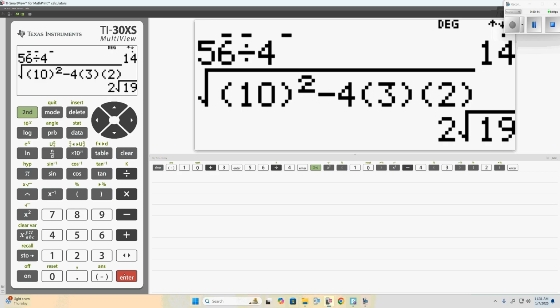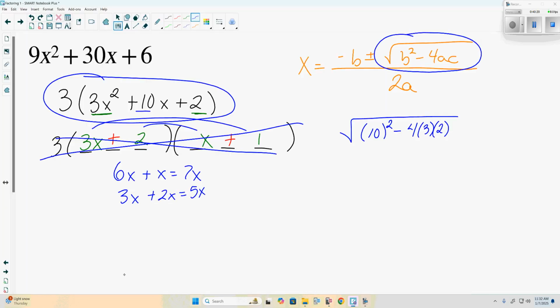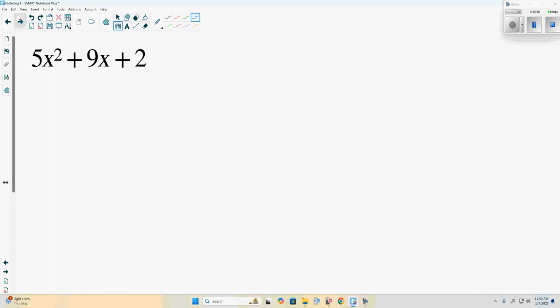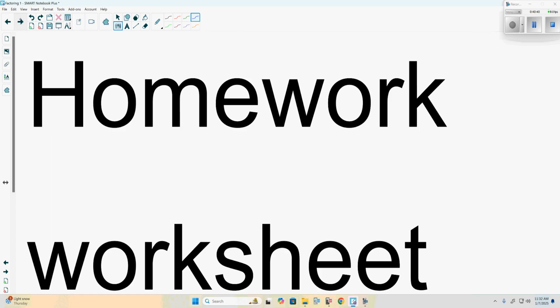That's an irrational number. So it's telling us that that quadratic does not factor any further. So 3 times 3x squared plus 10x plus 2 is completely factored. It does still factor with the greatest common factor, but that's as far as it goes. Questions on this here? And that's it.